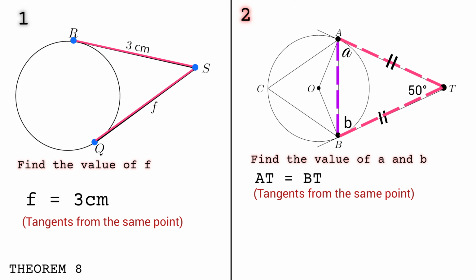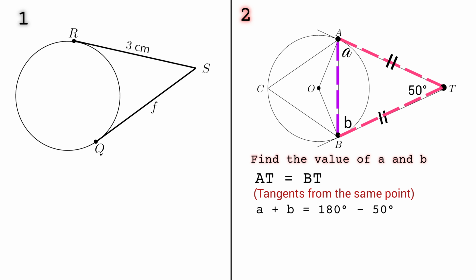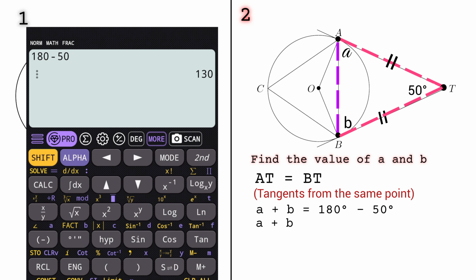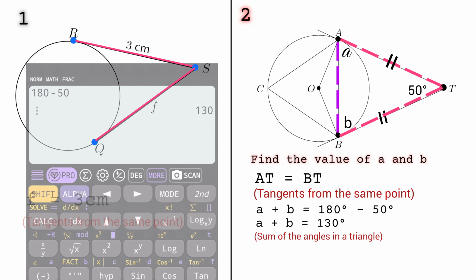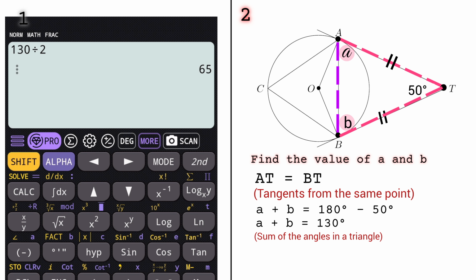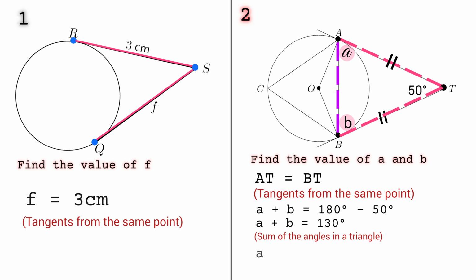To find the value of A and B, we know that the sum of the angles in a triangle add up to 180 degrees. So we're going to minus 50 degrees from 180 degrees. If we minus 50 degrees from 180 degrees, we are left with 130 degrees. These two angles are equal, so we divide 130 degrees by 2, which will give us 65 degrees. So the value of A is 65 degrees and the value of B is 65 degrees.